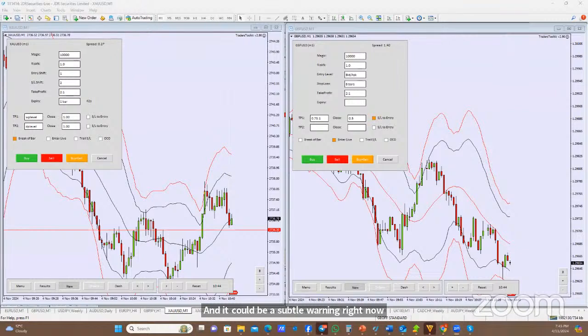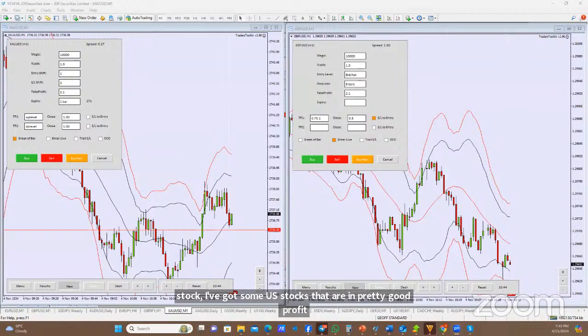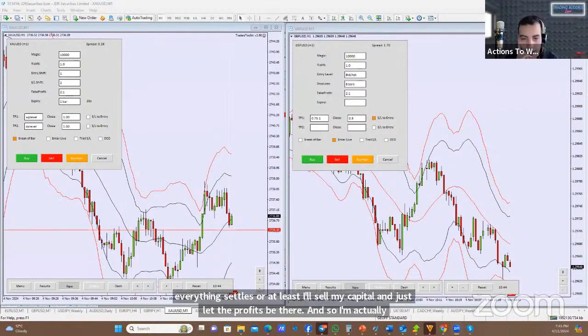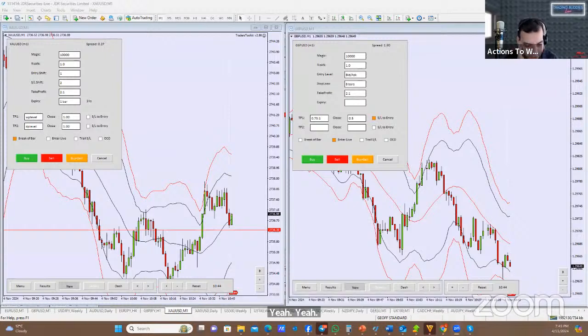What really weighs on my mind is that, with some good fortune, I've got some US stocks that are in pretty good profit. I think I should just sell them and wait until everything settles, or at least sell my capital and just let the profits be there. Yeah, that makes more sense. I agree with selling out. Because somebody was asking me this quite recently.